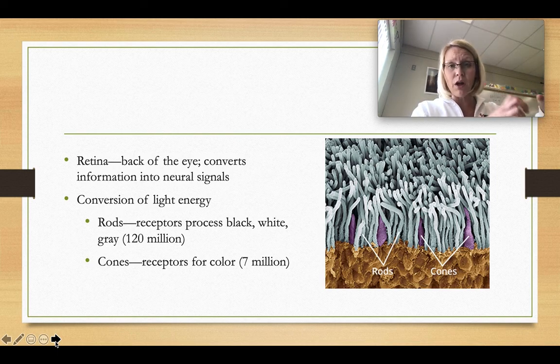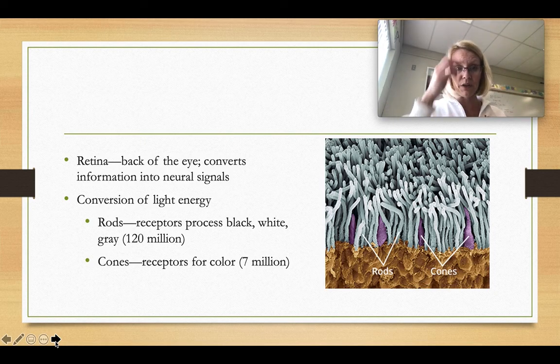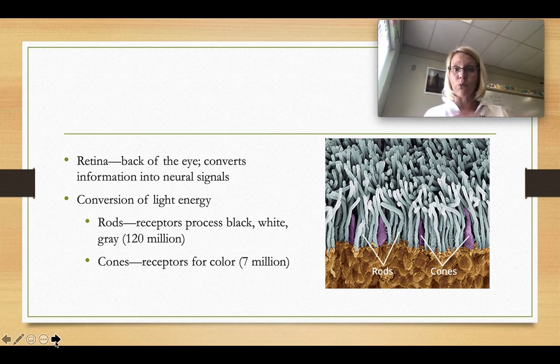So all the real hard work of transduction, if you're coming to class with me, you're going to hear about transduction. If you've already had me, we talked about transduction into those neural signals. This is where the conversion of light energy happens, and it happens in the form of either rods or cones. Rods are little receptors in our retina that process black, white, gray, all the basic shades. And cones are for color. Think cone, color. That's an easy one to remember, right?